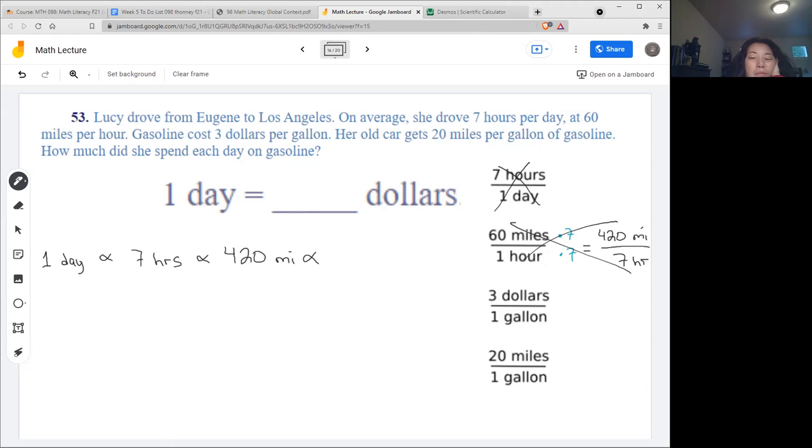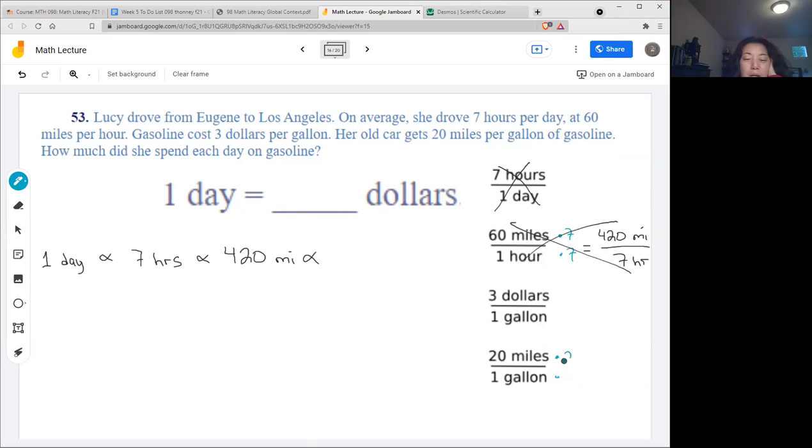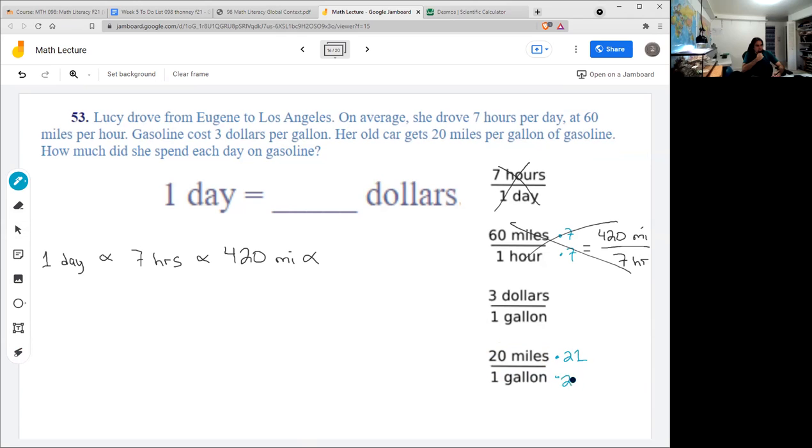What miles goes with gallon? Ryan goes with the gallons. Again, I don't have 20 miles. I need to adjust this. What am I going to multiply the top and bottom by? What? 20 miles, 1 gallon. So 1 mile. 21. That gets the 20 miles into being 420 miles.